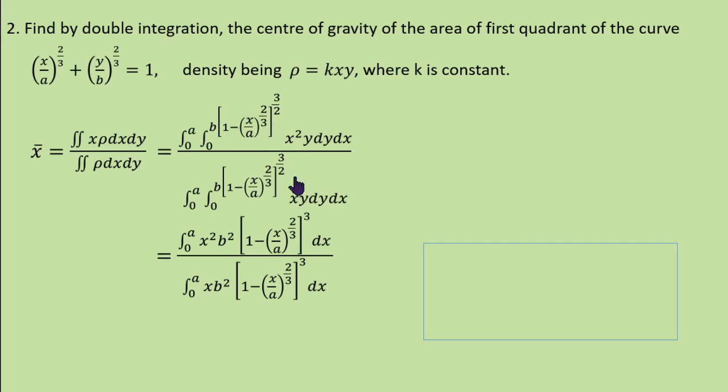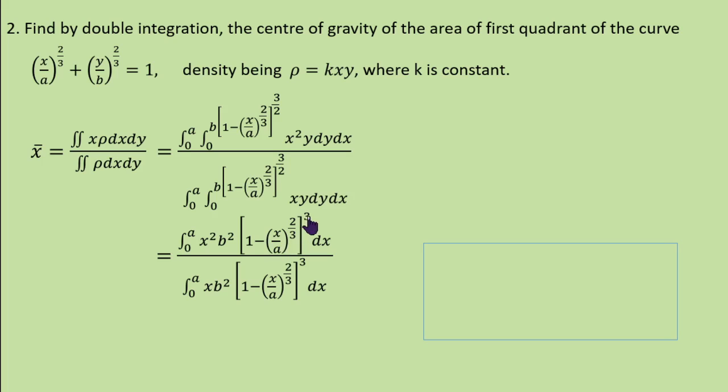X square into b square, because y square means b square, 1 minus x by a power 2 by 3 whole power 3 by 2 square means cancel 2, so whole cube. The denominator is also the same, but x into b square, 1 minus x by a power 2 by 3 whole power 3. Now, how to integrate this with respect to x? Suppose x is a sin cube theta. So, assume that x is a sin cube t. Cancel a. It becomes sin cube t. Power 2 by 3 is sin square. 1 minus sin square t is cos square t.